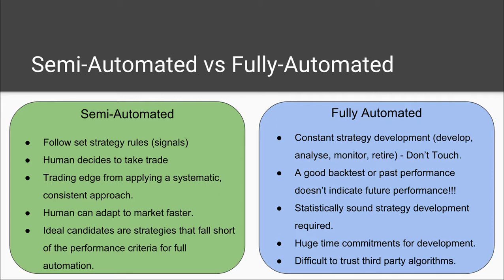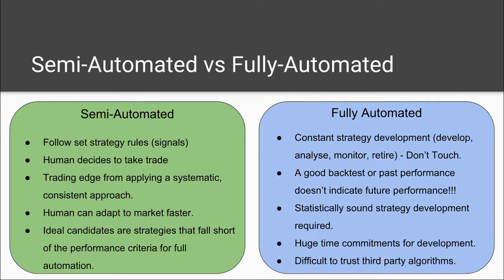And despite what people actually believe, the edge from a semi-automated trading system isn't so much in the algorithm itself. It comes from applying a systematic and consistent approach to trading. That's where the main edge comes from. It's not so much from the algorithm itself. Fully automated is different, of course, but in semi-automated, it's giving yourself a better edge by using a systematic, consistent approach.